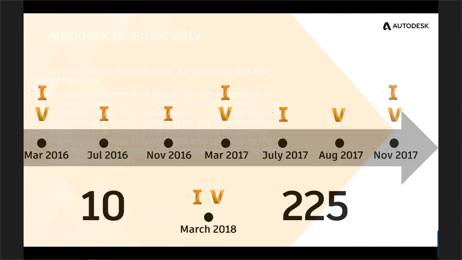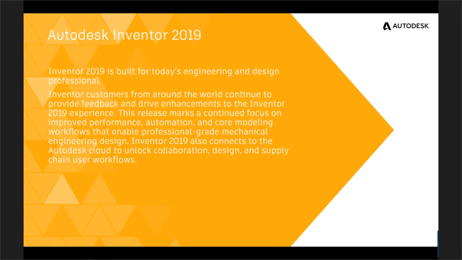So let's take a look at what that means for Inventor 2019. As you've seen before, we have nice themes and guide points of what we're really looking to deliver when we deliver products. And these are the things that we looked at when we looked at enhancements and feedback and what we wanted to do with Inventor 2019. And it's really about providing the best in class solution for today's design and engineering professionals.